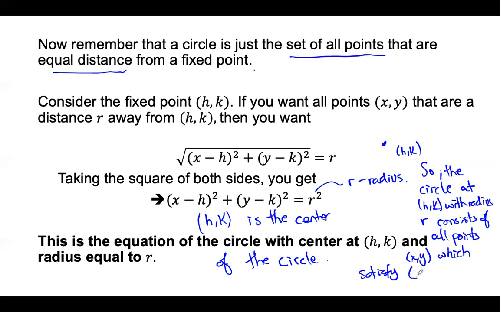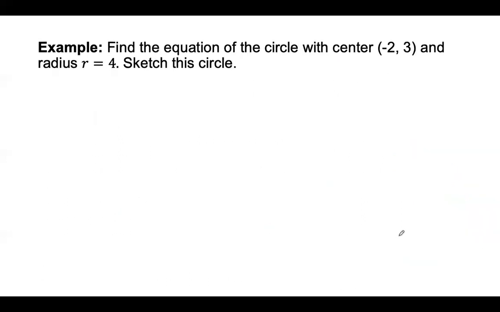This is why I'm writing it down, just so it's written, but you see it more clearly. So this is the key circle equation, or formula for a circle. Okay, so find the equation of the circle with this particular center and radius 4, where r is equal to 4. And we're going to try to sketch the circle.